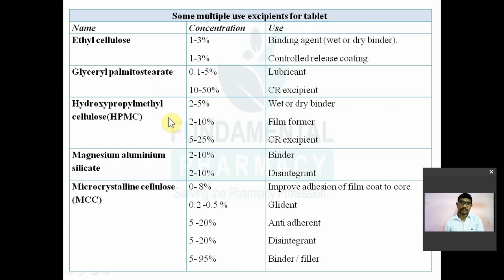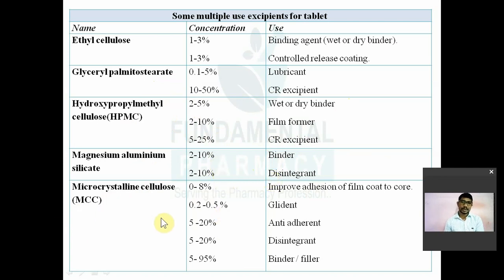HPMC is a multifunctional excipient. In 2 to 5% it is used as a binder. In 2 to 10% it is a film former. In 5 to 25% concentration it is a control release excipient. Again, magnesium aluminum silicate is used as a binder as well as a disintegrant in 2 to 10%.